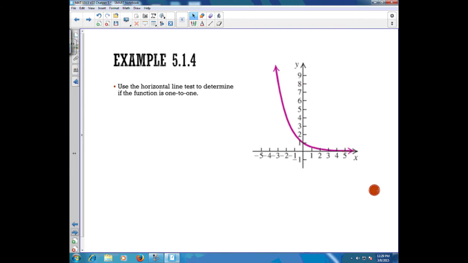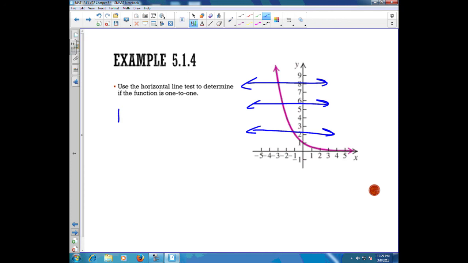We try another one. If we draw a horizontal line anywhere here, it's only going to go through one point on the function. And so this one is one-to-one. And this function would have an inverse. Now, this part of this graph may look horizontal, but it's not. And we'll talk about that more later in the next section.